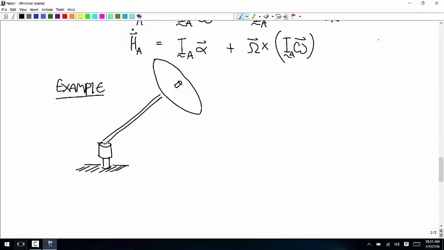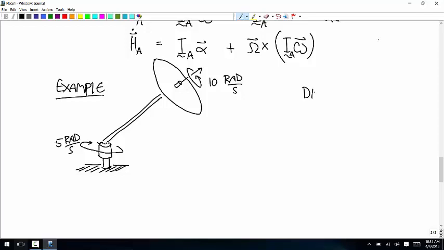That pin is rotating around a hinge that's connected to the ground. Let's say that this is moving at 5 radians per second. And relative to that, this disk is rotating at 10 radians per second. Both of those angular velocities are constant.